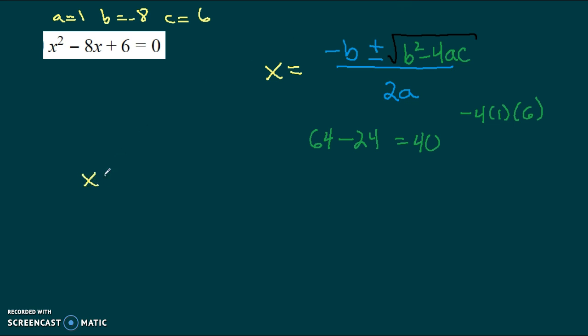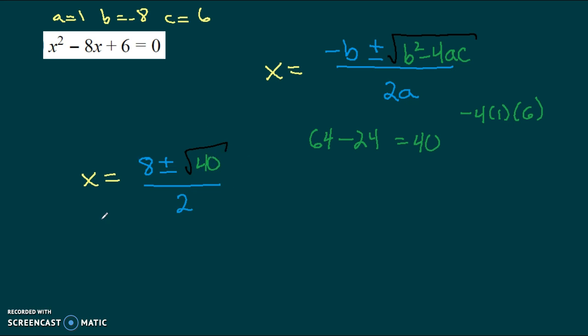For the rest of this stuff, of course, if b is -8, then the opposite of b is positive 8, plus or minus the square root of that number we just found, all divided by 2 times a, which again is just going to be 2.